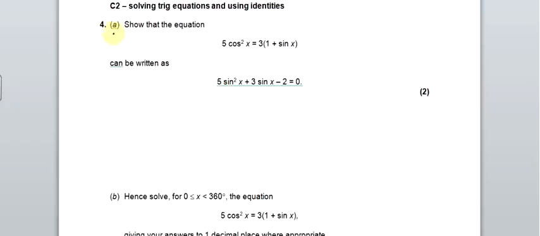So, first of all, we've got to show that question. So we've got to start with this, and we've got to end with that. And they're fairly predictable, these Core 2 ones. Most of them require you to use this identity, not all of them. Sine squared, let's try that again.